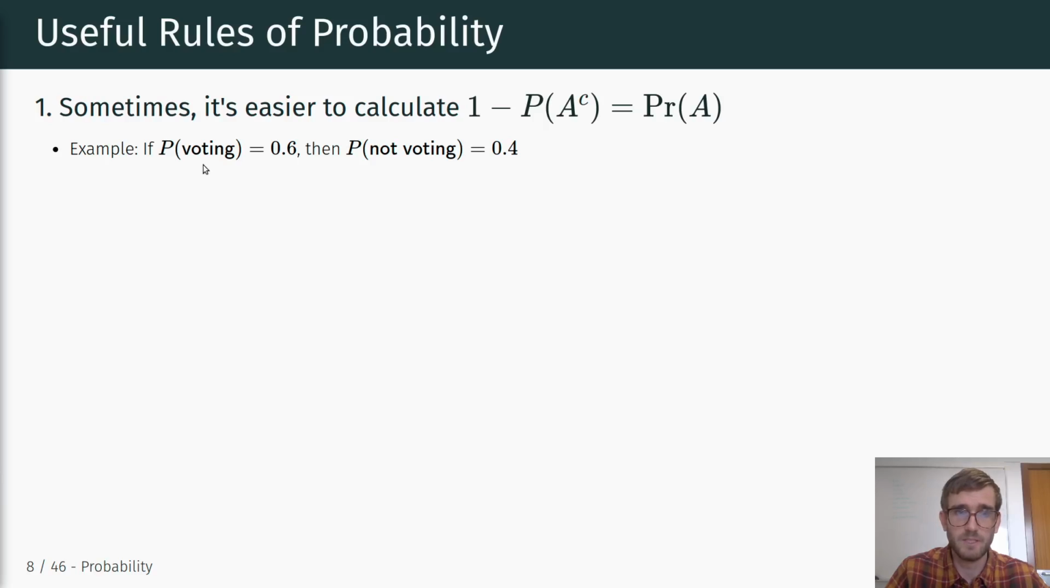So for example, if we are interested in the probability of someone voting in an election rather than abstaining, and we know that this probability is 0.6, we know that the probability of the complement event, so the probability of not voting essentially, is equal to 0.4.